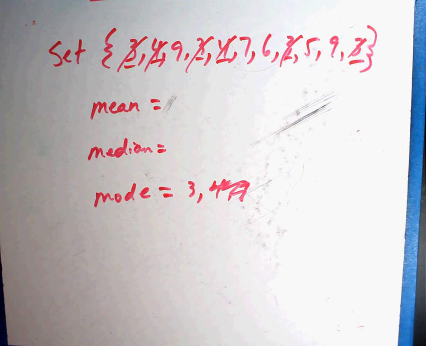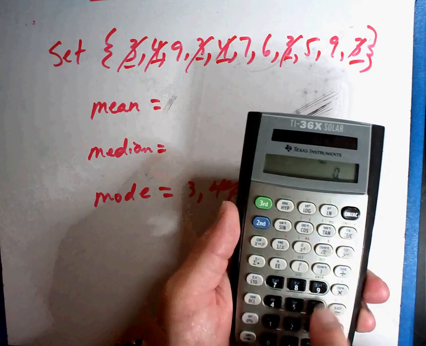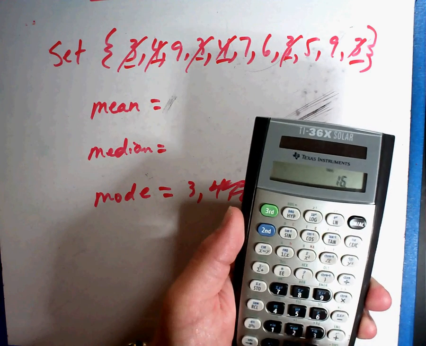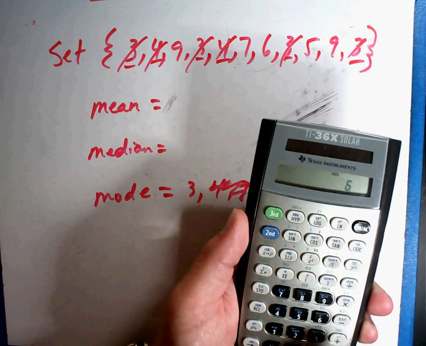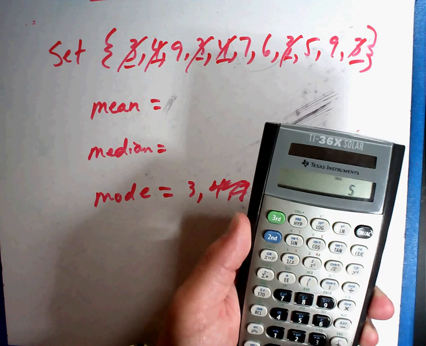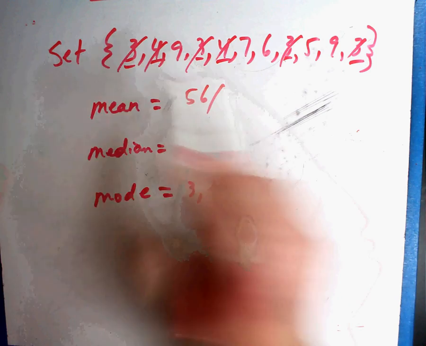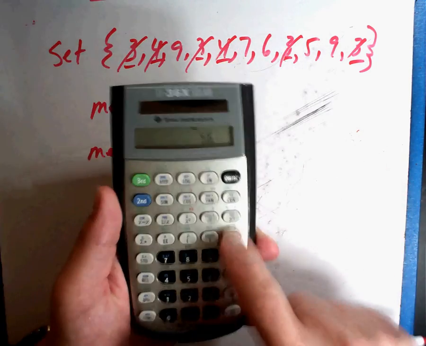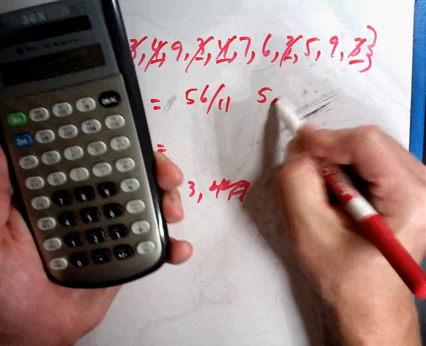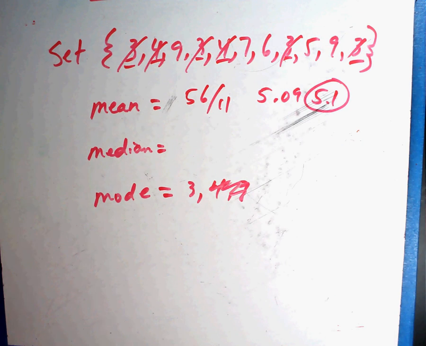Okay. When I want the median, let's go to the mean first. Let's do them in order. So if I'm going to add them together, 3 plus 4 is 7. Okay, so I'm just going to add the number 7 plus 9 plus 3 plus 4 plus 7 plus 6 plus 3 plus 5 plus 9 plus 3 equals 56. 56 divided by 1, 2, 3, 4, 5, 6, 7, 8, 9, 10, 11. Divided by 11. The average, 5.09 or 5.1, whichever one you want. There's your mean. All the average of all those.